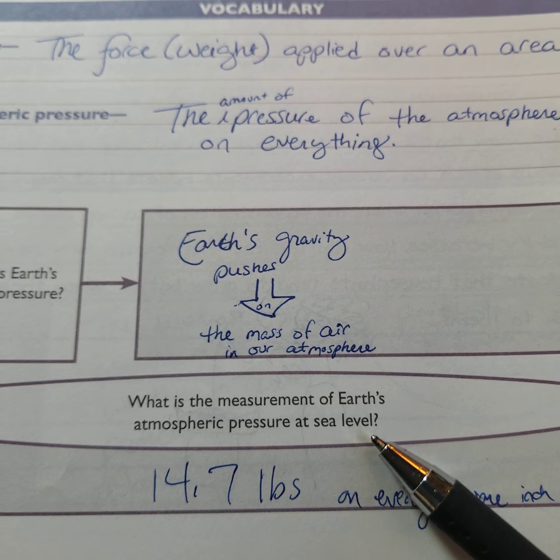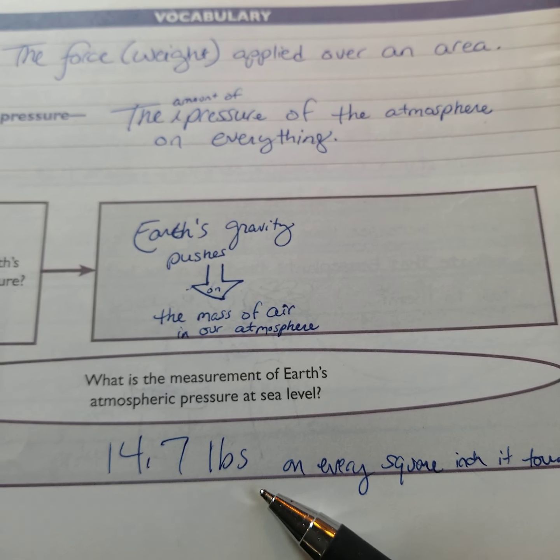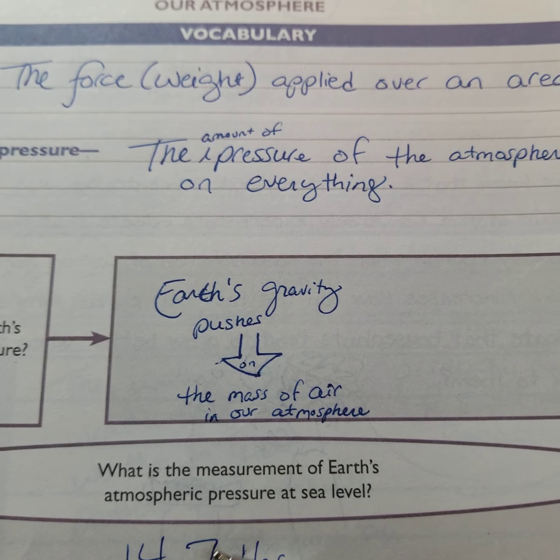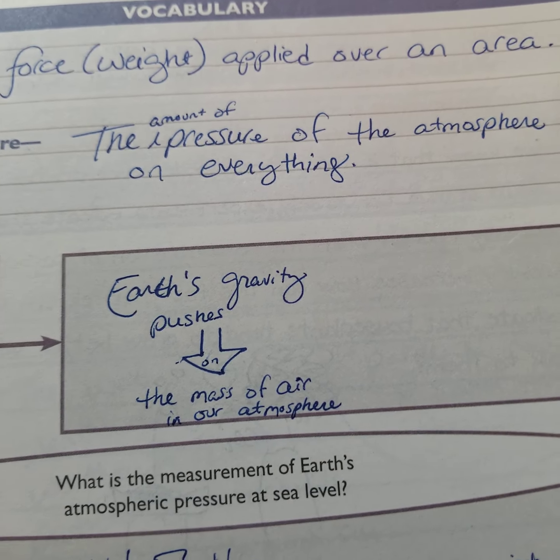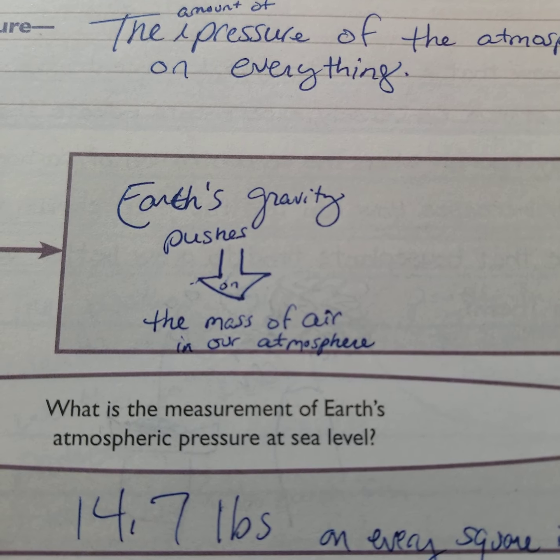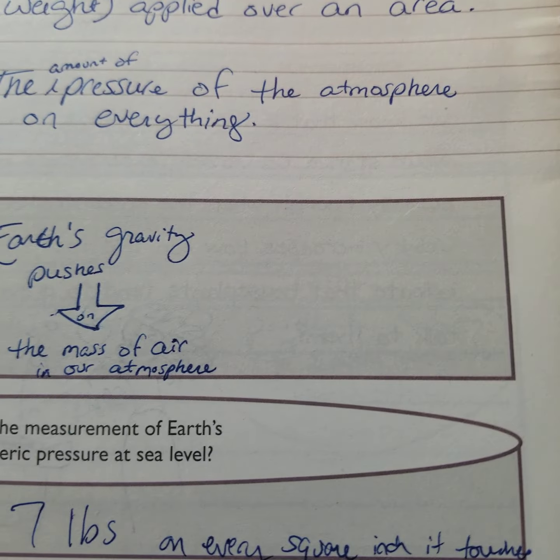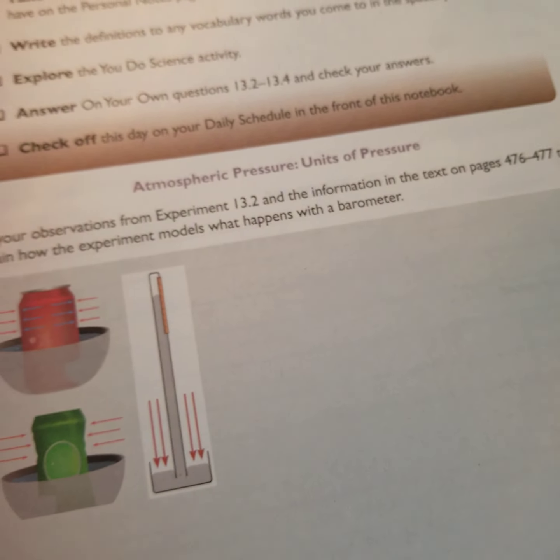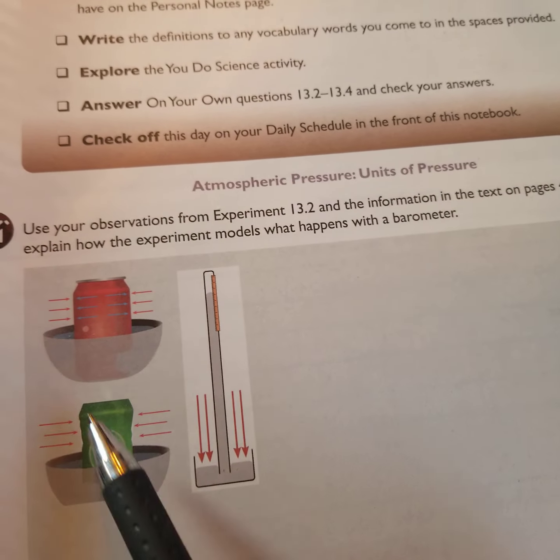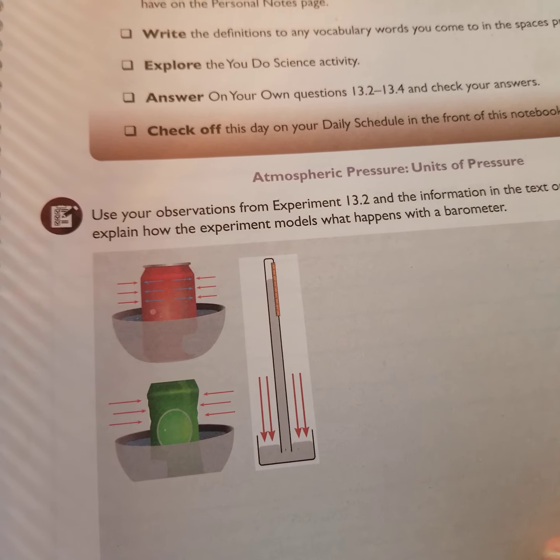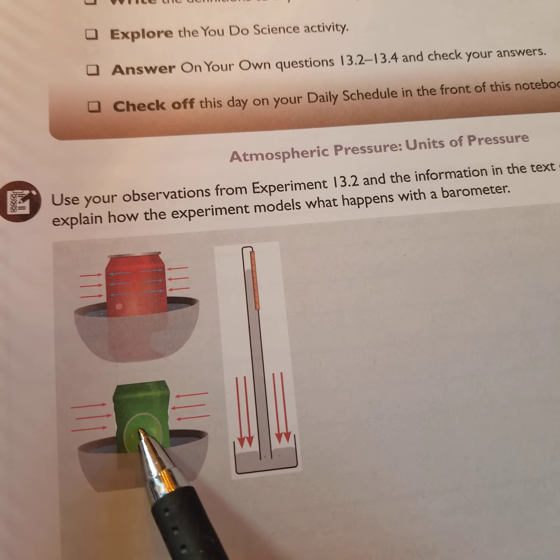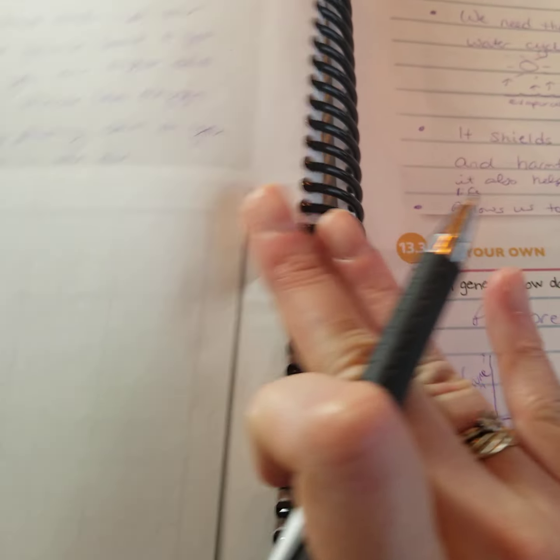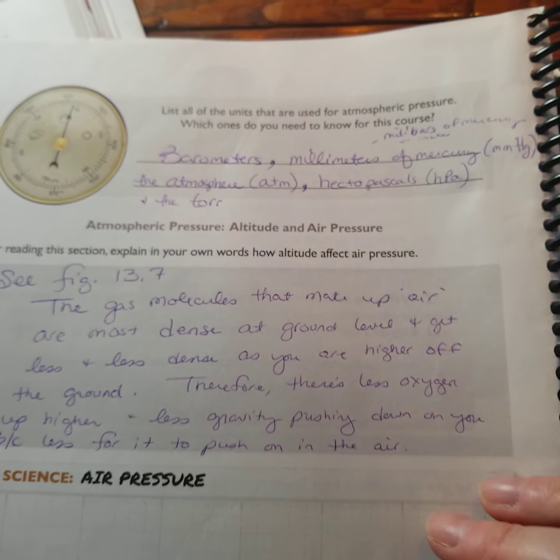There is at sea level 14.7 pounds pushed down on every square inch that it touches because of the Earth's atmospheric pressure. It's because of the gravity pushing down on it, okay? So isn't that fascinating? I find it fascinating. All right, hopefully you do this experiment in your class, and you'll see what happens to the lack of pressure on the inside. It changes the can completely because of pressure.